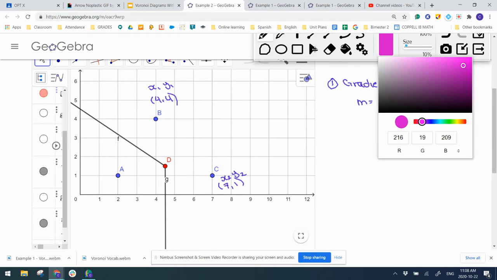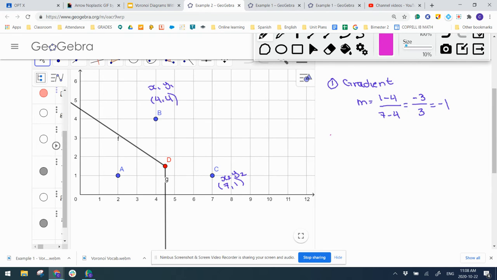Once we have the gradient of our original line, we need to switch and find that perpendicular gradient, which is the negative reciprocal of this. So it's going to be positive, because if the first one's negative, the second one has to be positive. And if I reciprocate 1 over 1, I still just get 1.